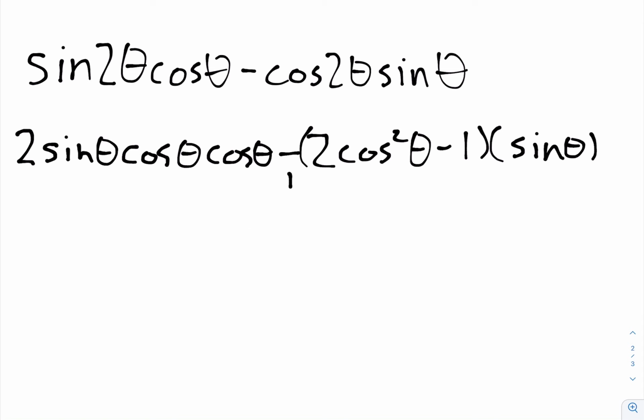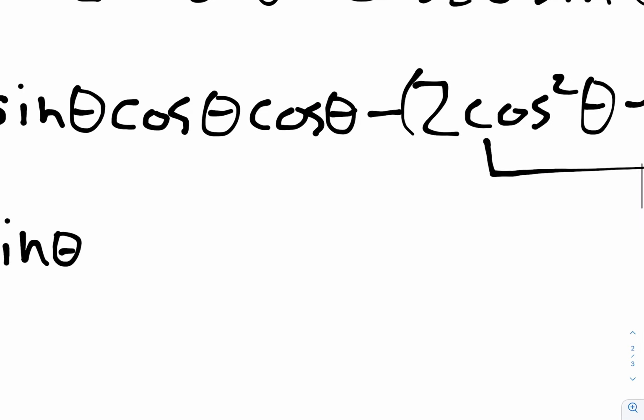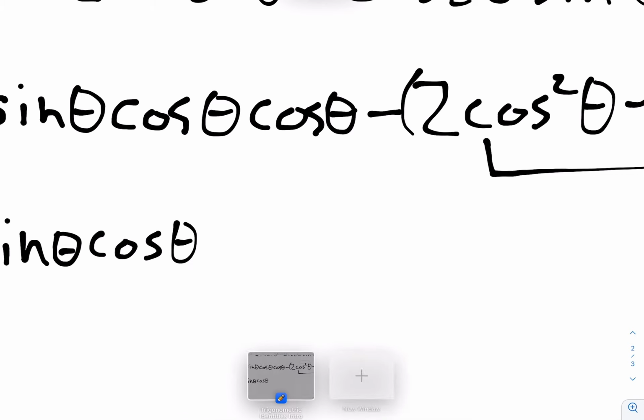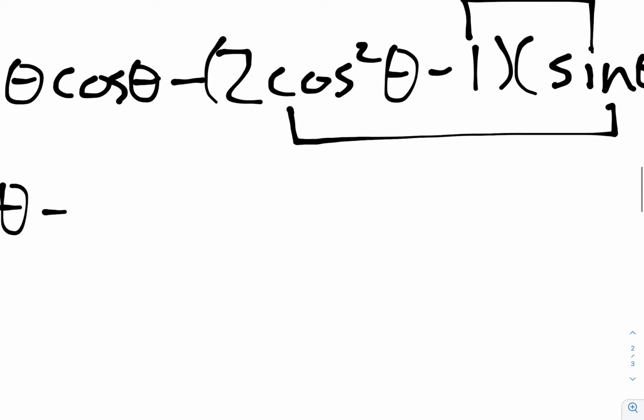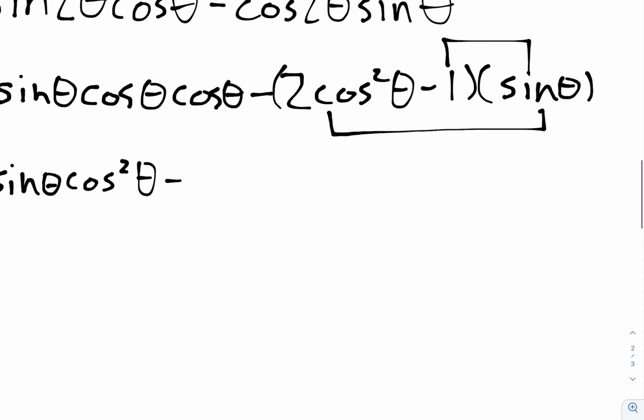So now let's expand this out. Actually, let's expand 2 cos squared theta into sine theta, negative 1 sine theta. So we got 2 sine theta cos theta times cos theta. So instead of cos theta times cos theta, let's just write cos squared theta, because that's the same thing. Okay, minus 2 cos squared theta times sine theta. Not really a way to condense that, so let's just write 2 cos squared theta sine theta.